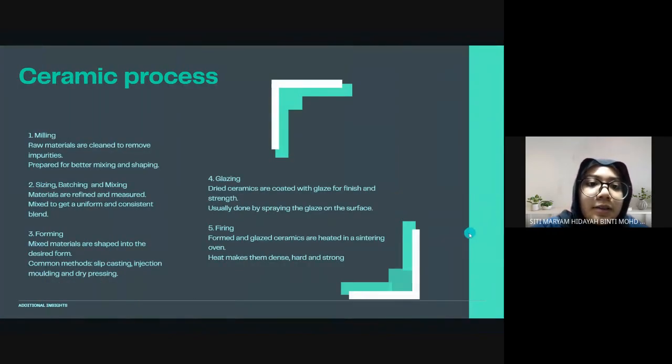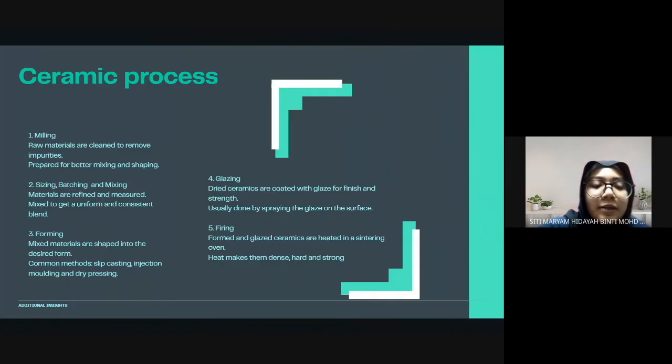Okay, next. The ceramic process has 5 steps, which is milling. Raw materials are cleaned to remove impurities. Then they are prepared for better mixing and shaping. The next step is sizing, batching, and mixing. The materials are refined and measured. They will be mixed to get a firm and consistent blend.